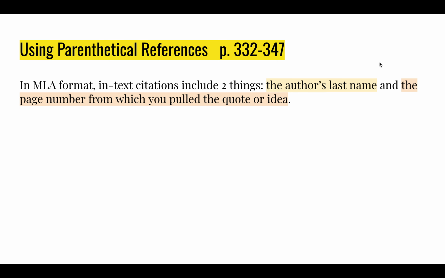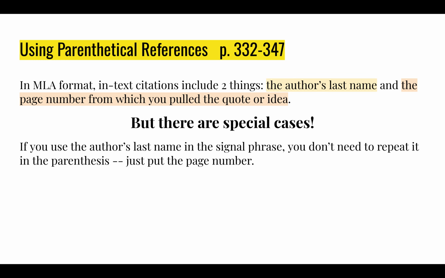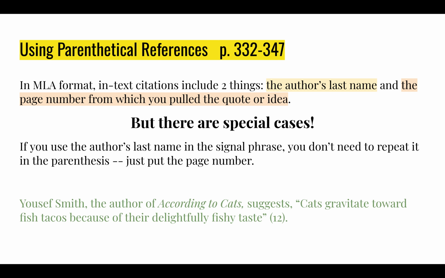So I want to also now talk about how to construct that parenthetical citation. So we know in MLA format, the basic standard in-text citation includes two things. This is really important for you to know. The author's last name, space, the page number. There are some special circumstances though. What if there's no author? What if you already used the author's last name?